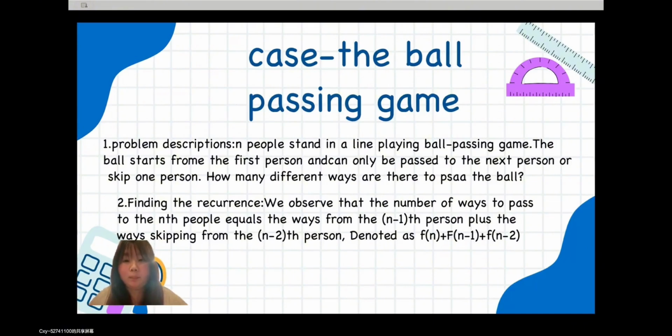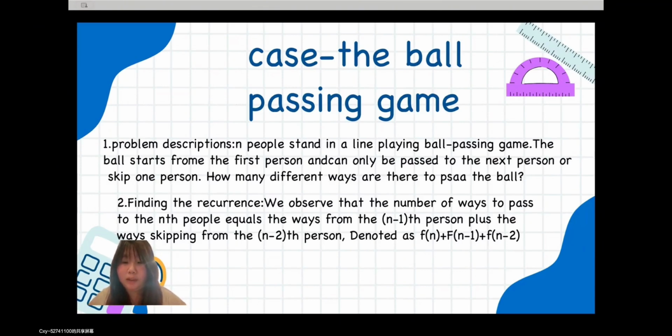Story 1, the ball passing game. Imagine n people standing in a line. The ball starts with the first person. Each time you can pass to the next person or skip one person. How many ways are there to reach the nth person? We find a rule.